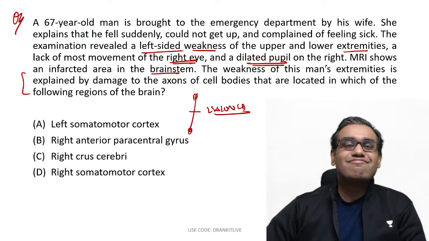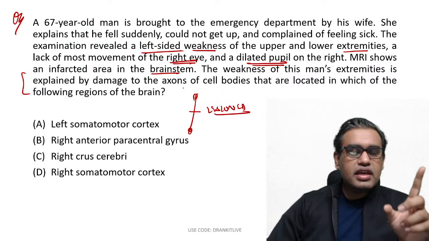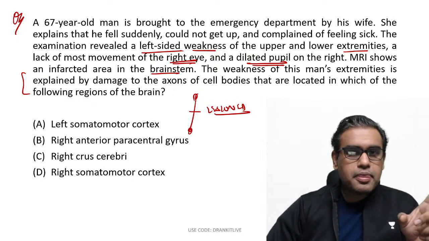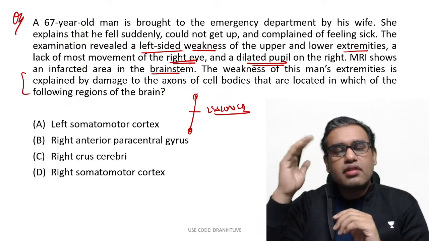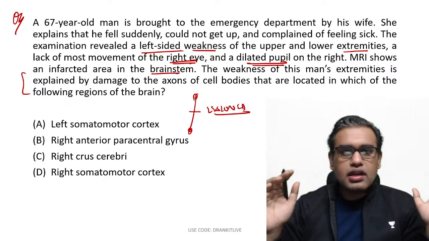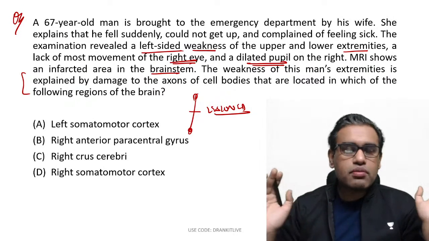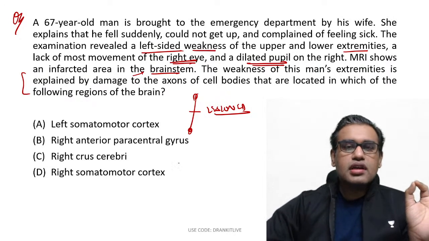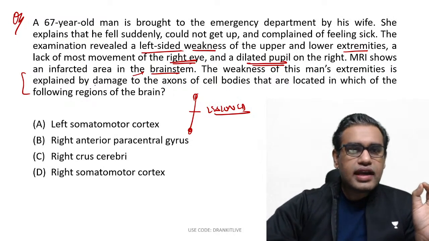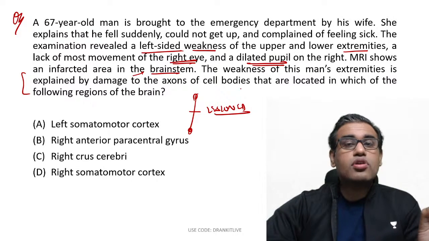Let us see. So left side weakness of the extremity, right eye pupil and right eye problem, left limb problem in the motor department. The problem is there in the brainstem. They are telling you MRI, which is explained by damage to the axons of cell bodies that are located in which of the following regions of the brain. Okay, so let us try to understand this.